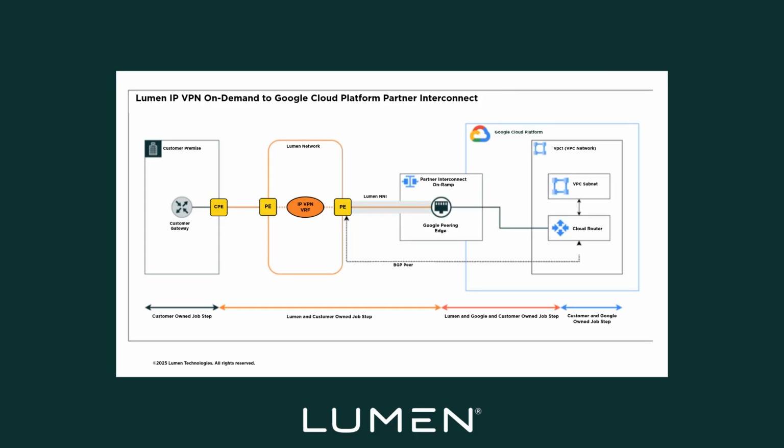On this diagram, you'll see the Lumen IP VPN MPLS network depicted in the middle. The IP VPN network consists of a virtual route forwarding table, and this really depicts the customer's VPN. We will be making the connection today between the Lumen network provider edge through the partner interconnect on-ramp to the Google Cloud Platform. So what's depicted here on the right-hand side is what we're going to be building today.